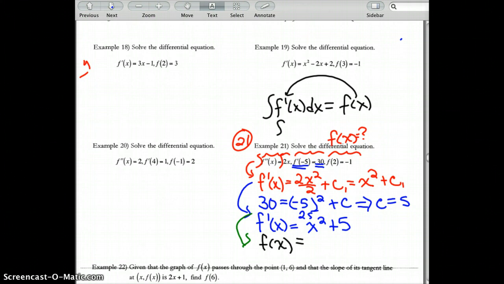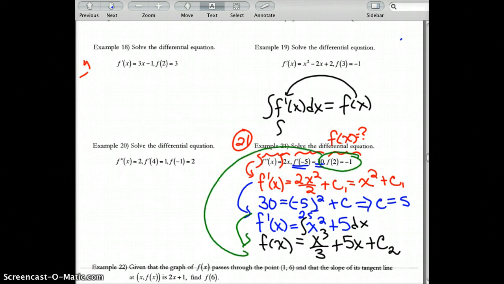And then on the right-hand side, when I take the integral of this side with respect to x, I'm going to get x cubed over 3 plus 5x to the first plus a second arbitrary constant. And you can again call that c if you want. And you can guess what I'm going to do. It gave me a specific point on the curve. So I'm not going to finish that one out, but I would say that the value of the function is negative 1 when x is 2.